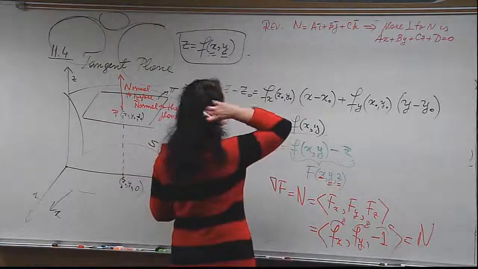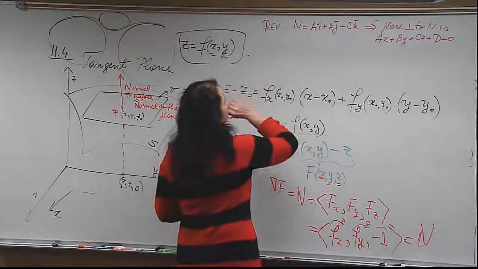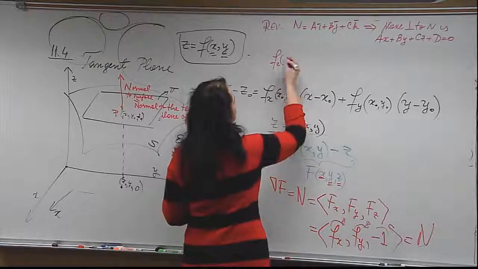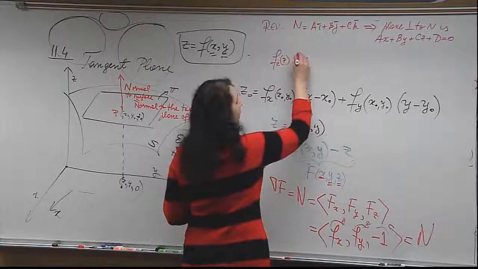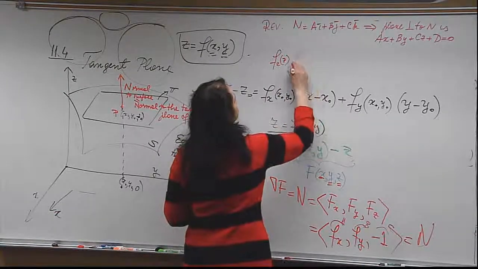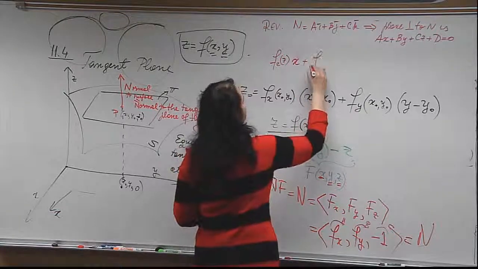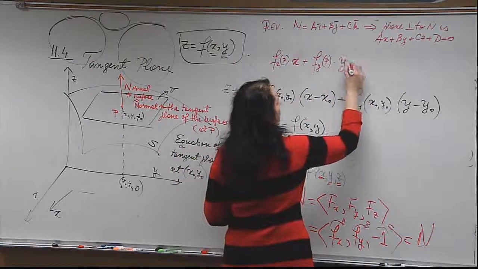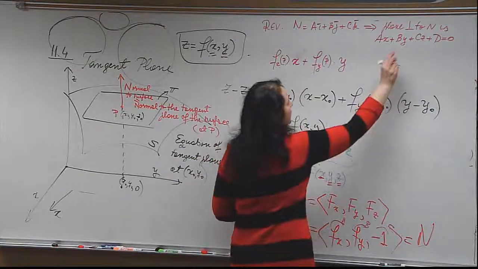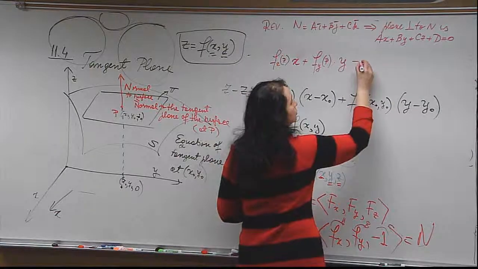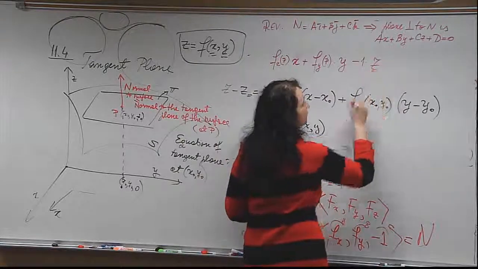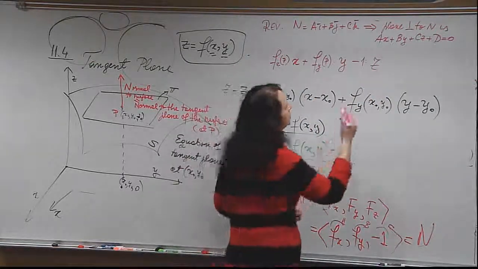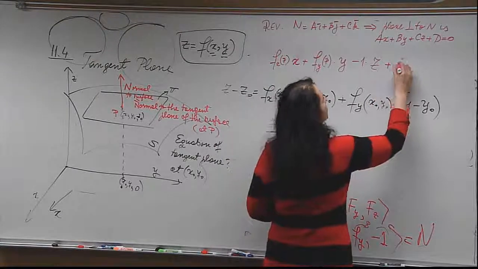So I'm going to have f sub x at the given point P times x, plus f sub y at the given point P times y. Who is C? C is minus 1. Minus 1 times z. You say, you're being silly, Magdalena. Why do you write minus 1? Just because I'm having fun. And plus D equals 0.